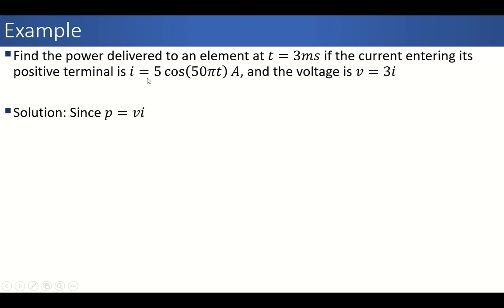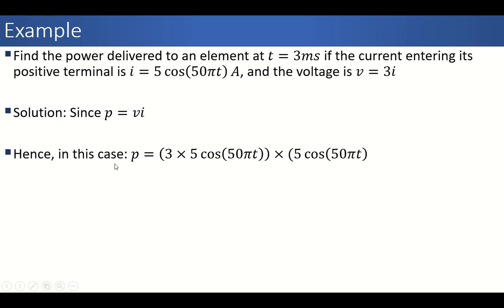We are given the current I equal to 5 cos 50 pi t, and the voltage is also given, that is V equal to 3I. We know that P is equal to VI. So P will be equal to V, which is 3 multiplied by the value of I, 5 cos 50 pi t, multiplied by I, which is 5 cos 50 pi t. We simply plug the values and simplify. This will be 3 into 5, 15, into 5, 75 cos square 50 pi t watts.